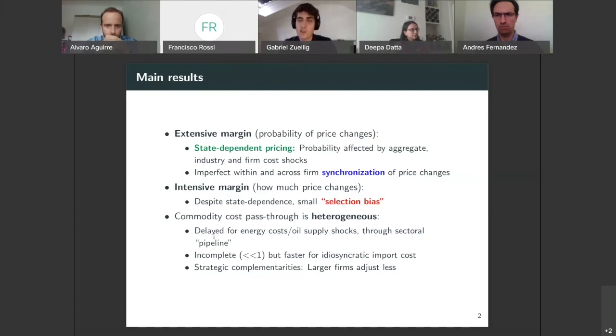For the second shock we looked at, which is a cost to the price of imports, we find that the pass-through is very much incomplete. So if a single firm receives an increase in the cost of its imported inputs, then it only passes a relatively small fraction of this onto its customers, and the rest is absorbed by the markups. And finally, we have some results on strategic complementarity. So we really do see in the data that firms respond to each other's pricing decisions.